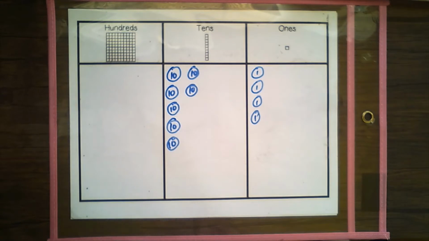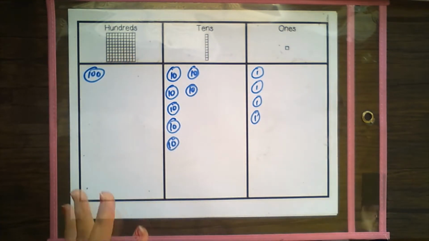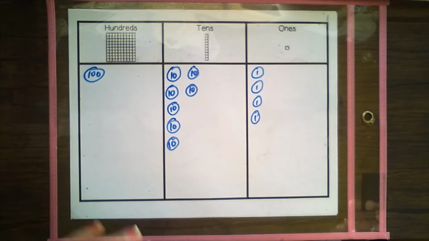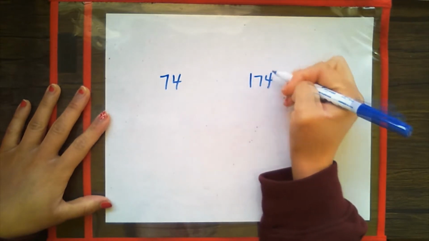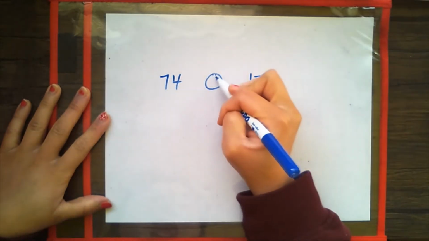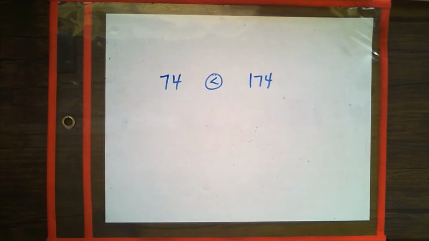Now, we're going to add one disc so that the number becomes 174. What did we add? Great, we added 100. Now, I have a question for you guys. Which number is bigger or which number is greater? 74 or 174? So let's go ahead and move that really quickly. Is 74 or 174 greater? 174 is greater than 74. Great. Let's go back.